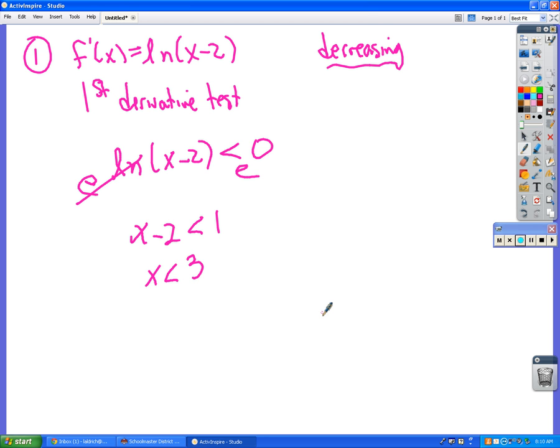But there's another issue here, and that is that you cannot take the natural log of a negative number. So x minus 2 also has to be positive. So how do you solve that? Add 2 to both sides. And so x has to be greater than 2, but also less than 3, which is answer choice A.